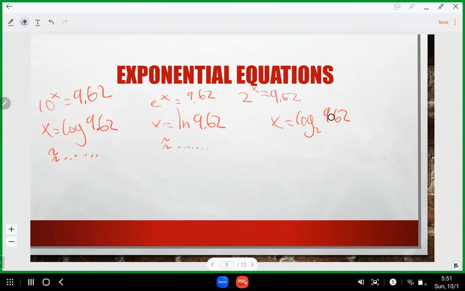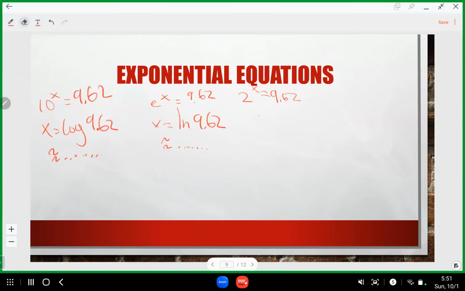So what you can actually do for this one, you don't do it like the other ones. You have to take the log of both sides, right? Take the log of both sides. See the exponent here? Move it down. x times log of 2 is equal to log of 9.62. x is equal to log of 9.62 over log of 2.